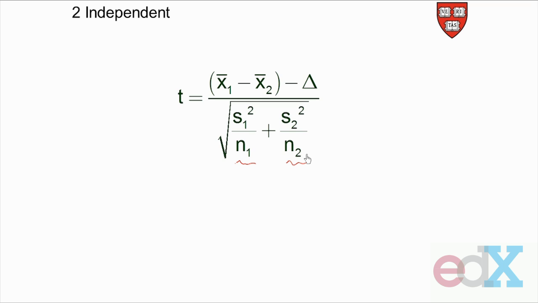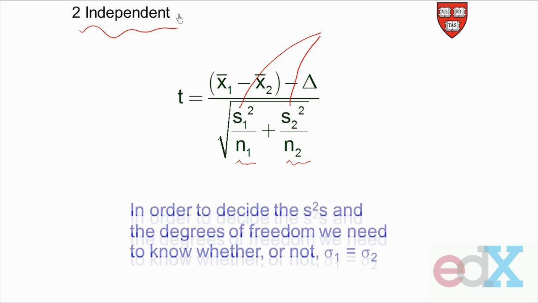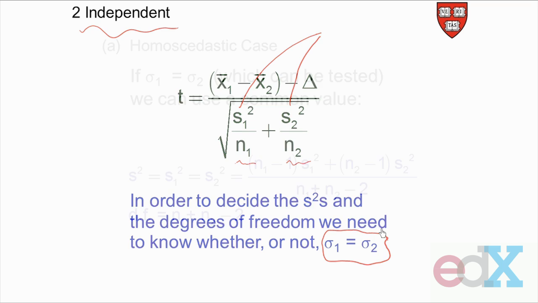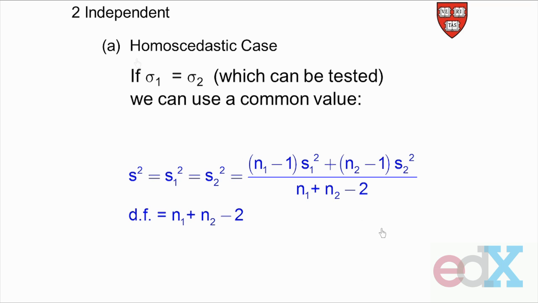Now, what we plug in here for these, or whether we go with this at all, is going to depend on another question. So in the independent situation, we're going to ask a second question. And that second question is going to depend very much on what we know about the two standard deviations. We need to know whether the standard deviations in the parent populations are equal or not. If they're equal, we call that the homoscedastic case. If they're equal, then we are going to do the following.